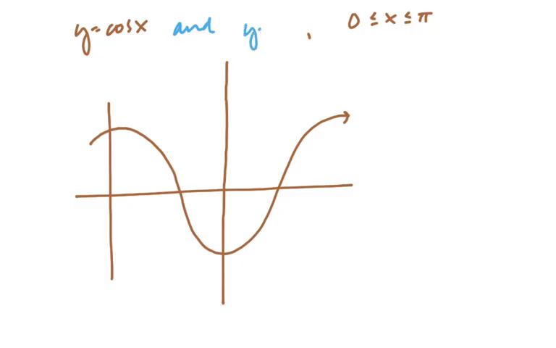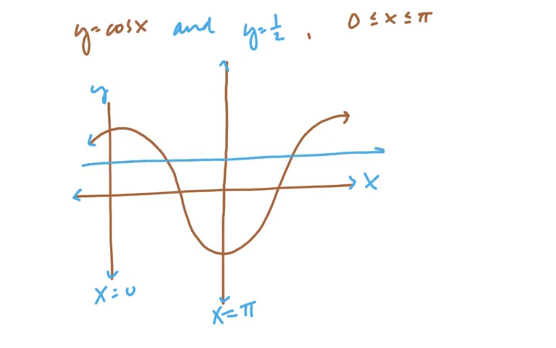All right, and then let's put in y equals 1/2. This is our y-axis, this is our x-axis. I got sloppy with my labels. So this is x equals 0, and this is x equals pi. But do you see that we haven't drawn the other line? So this is the line y equals 1/2 right here. And this is y equals cosine x.